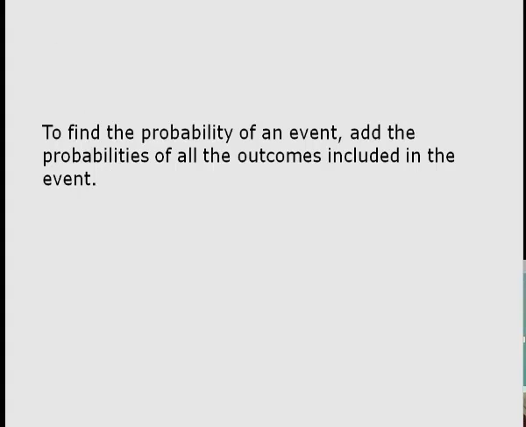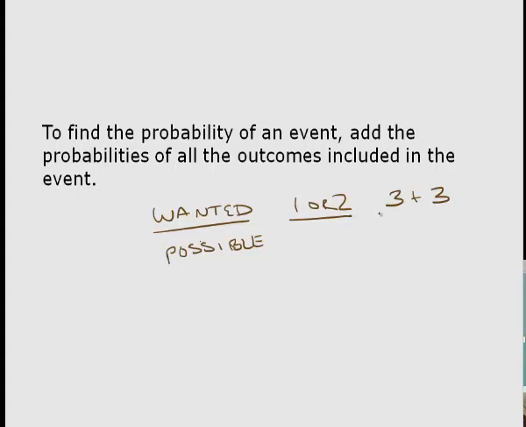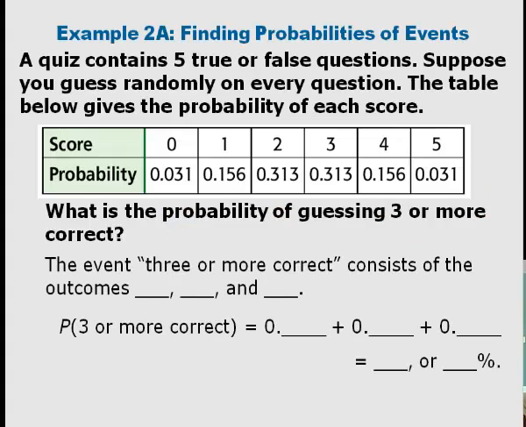In that case, again, probability is still what you want over what's possible. But if you think back, if we want a 1 or a 2, there were 3 opportunities for a 1 and 3 opportunities for a 2. So we're going to add them together over what's possible. So to get a 1 or a 2, it would be 6 over 8. Let's do some examples of that. This is example 2 in your notebook.